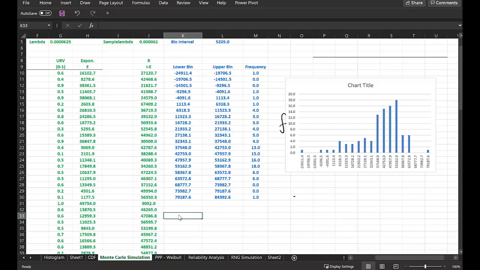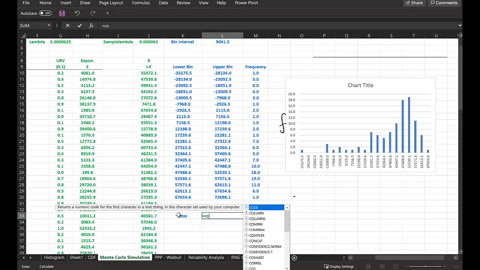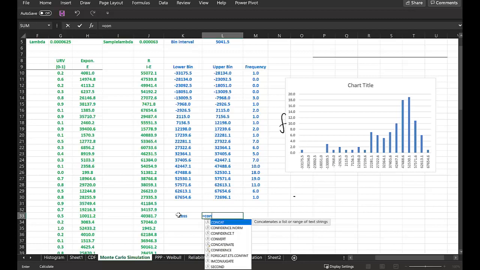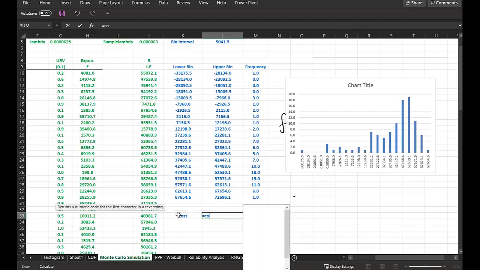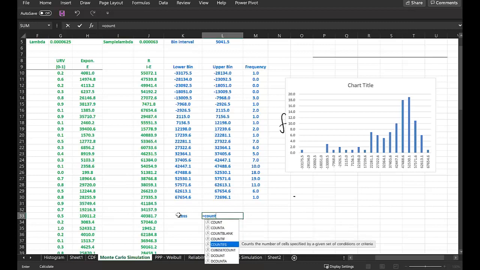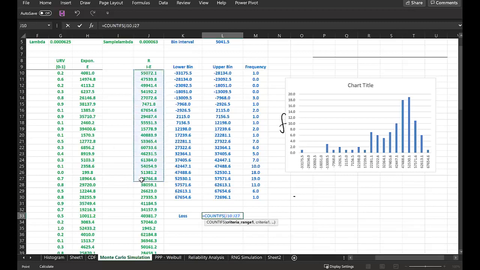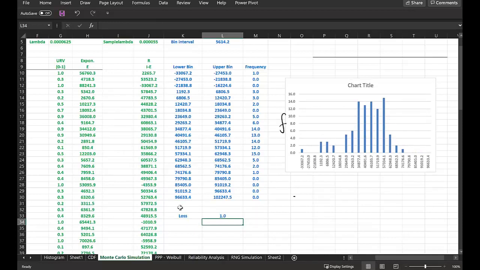So loss we can find, this is equal to, we can use the COUNTIF function again. Then we have to give the range, and in this range we simply look for negative values. If something is less than 0, this is a loss. There is only one term that is negative. Let me see. This will go up to 110.